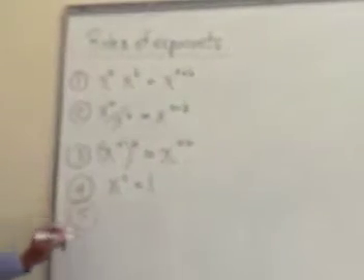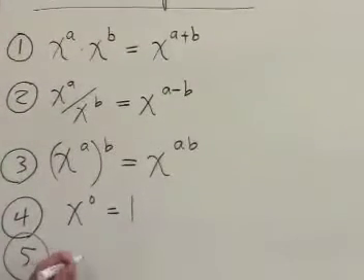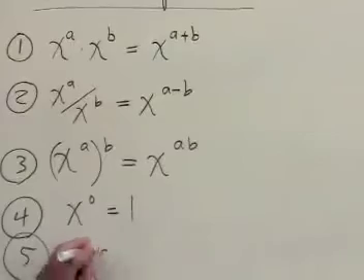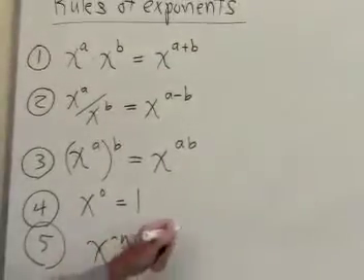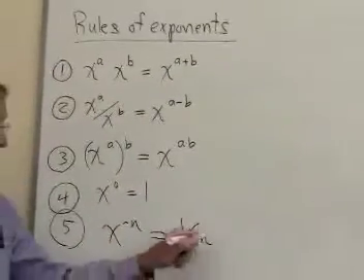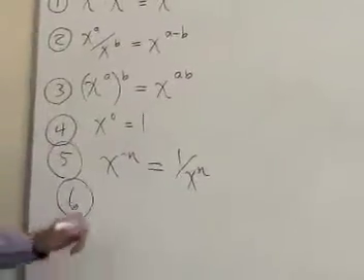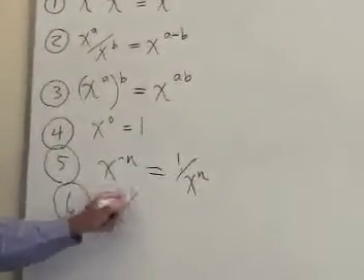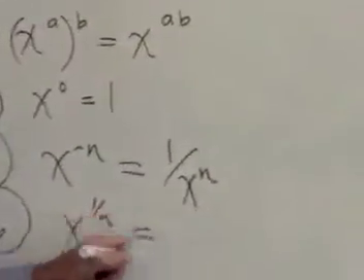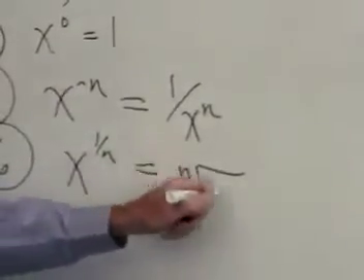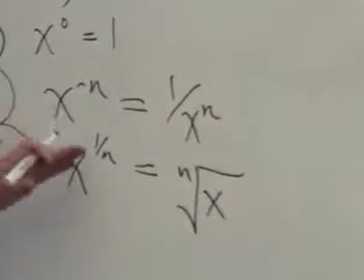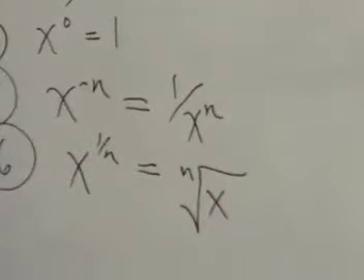Afterwards, we actually introduced 2 other rules that some of you have seen before, but others had not. X to a negative power is the same as 1 over x to that positive power. And the other rule was x to a fractional exponent was the same as the nth root of x. Those were 2 new rules of exponents that some of you had seen and some of you had not.